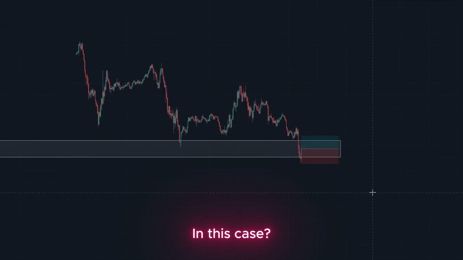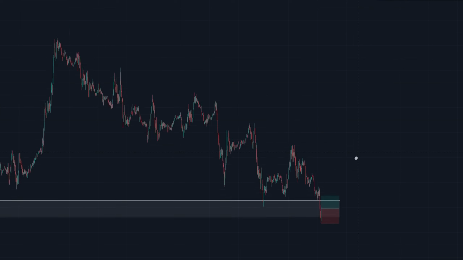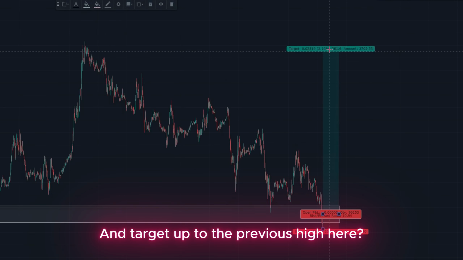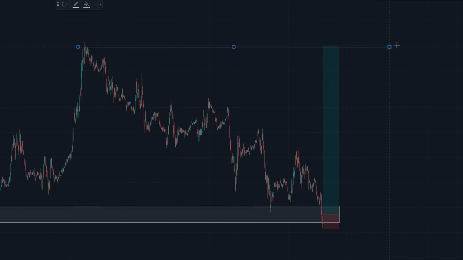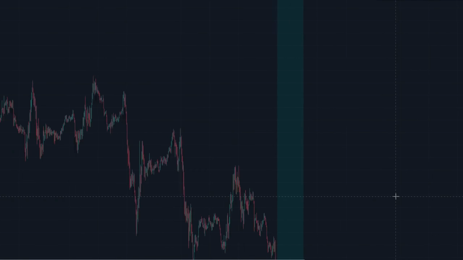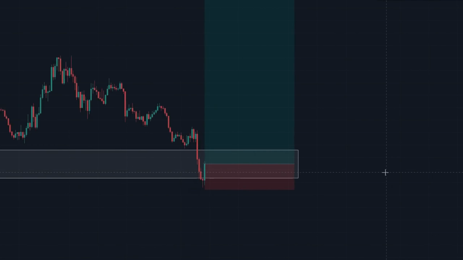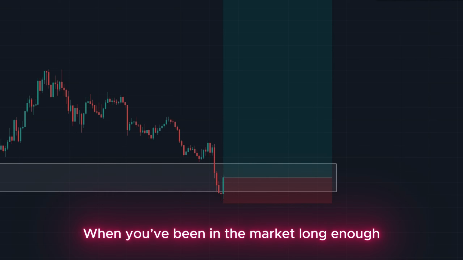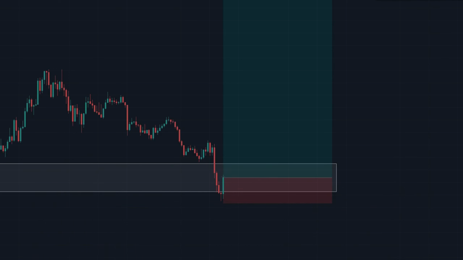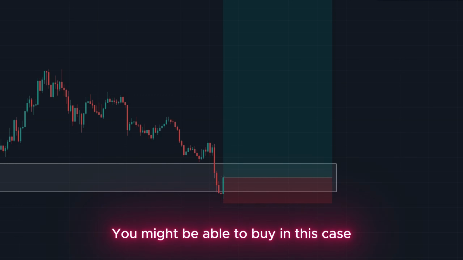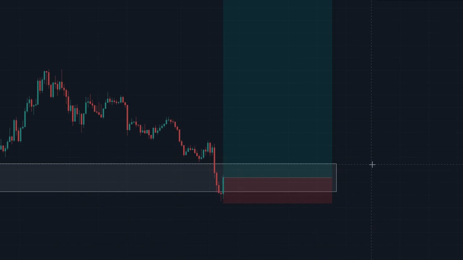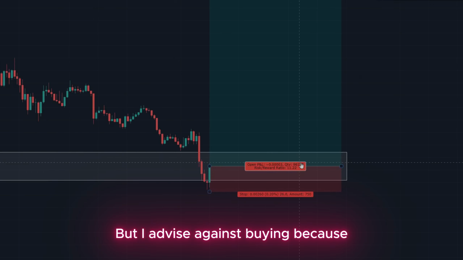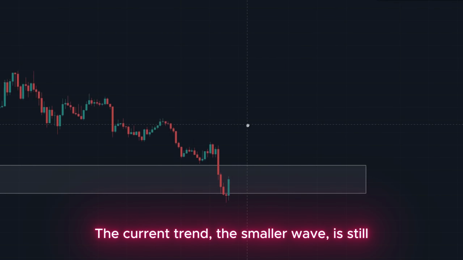In this case, and target up to the previous high here? When you've been in the market long enough, there's something called market sensitivity. You might be able to buy in this case, but I advise against buying because the current trend, the smaller wave, is still a downtrend, so let's wait for confirmation.